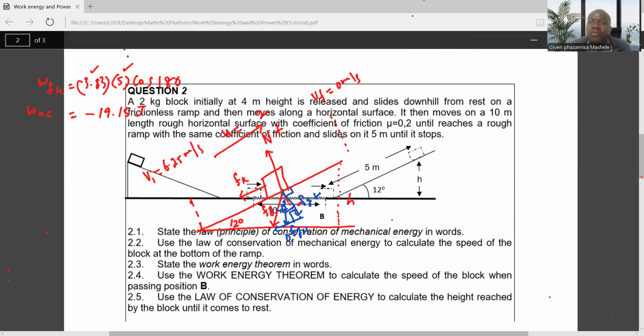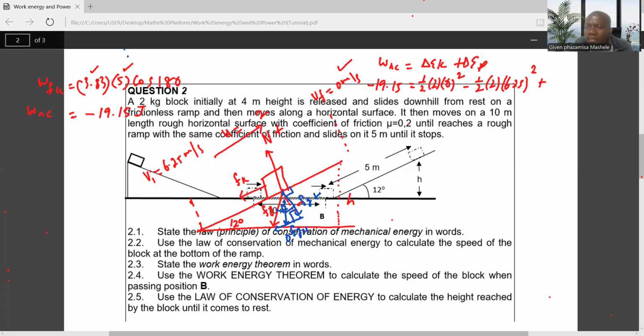So we'll have work done by non-conservative force equals change in EK plus change in EP. Apology. We know the work done by non-conservative force, it's minus 19.15. We just got it now. This is half, kinetic final, half times mass is 2, final velocity we know it's 0. Minus half, mass is 2, initial velocity we know it's 6.25 squared.